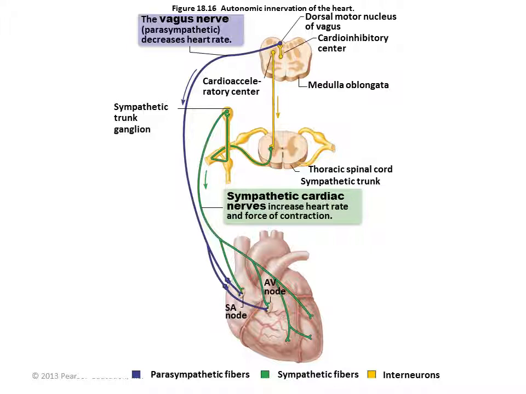The cardio-acceleratory center stimulates the sympathetic nervous system, which affects the SA and AV nodes, heart muscle, and coronary arteries. The cardio-inhibitory center stimulates the parasympathetic nervous system, which inhibits the SA and AV nodes via the vagus nerves.